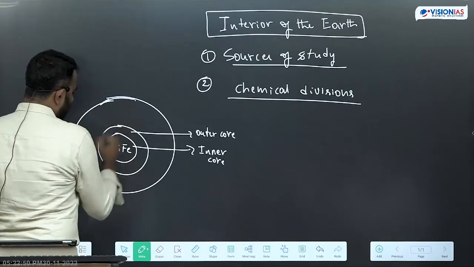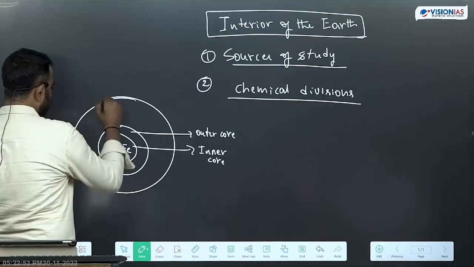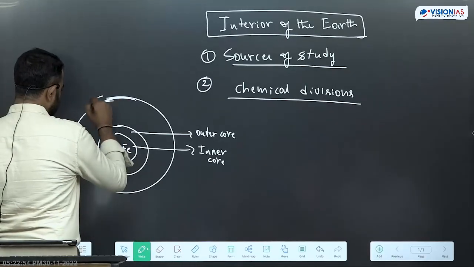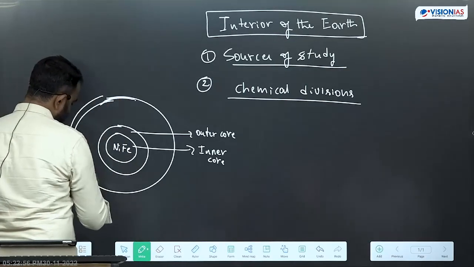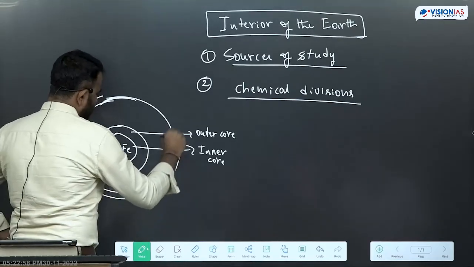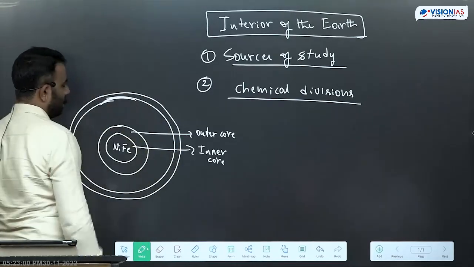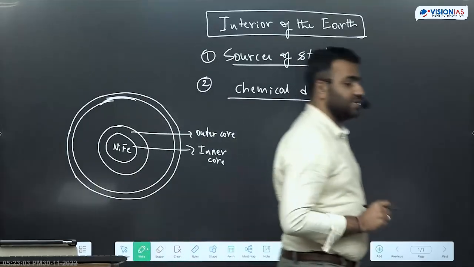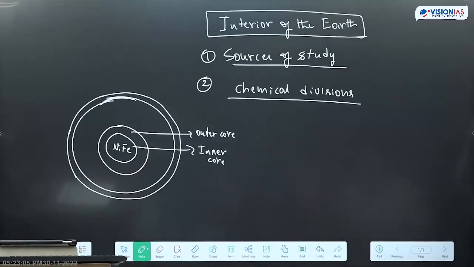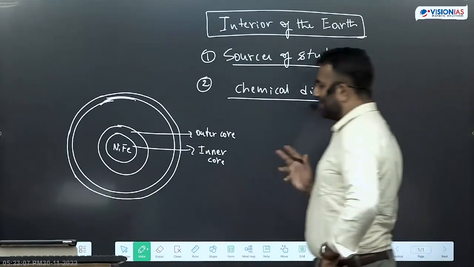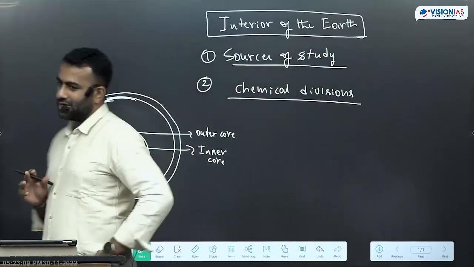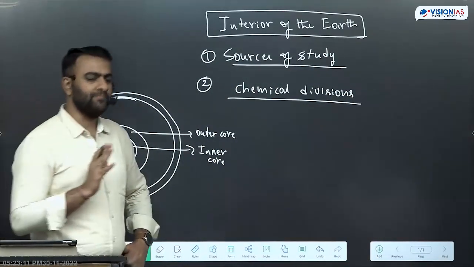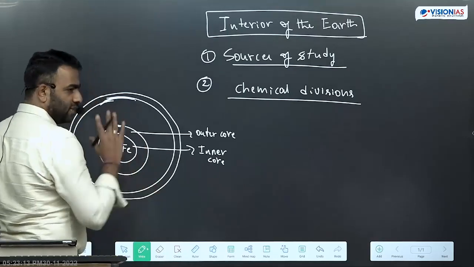So around that core, the rest of the matter, which is the major layer of the earth's interior, covers the earth by volume nearly 83%. That is our mantle. So the mantle is made up of elements which are not too light, not too heavy. Core is very heavy, like nickel and iron.